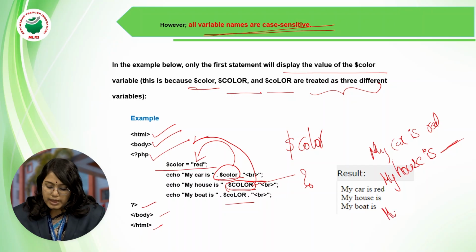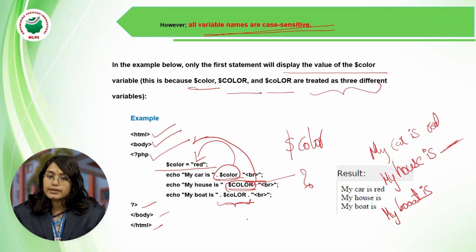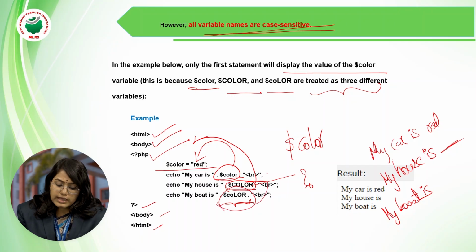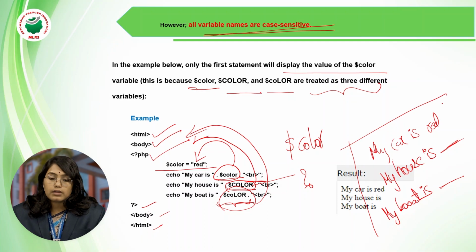Next, coming to my boat. My boat is, and here a combination of small and capital letters in color. Here we didn't declare it. The combination of color was not declared, so it will give us empty. Clear with this output? Yes, whatever variables we declare are case sensitive. Thank you.